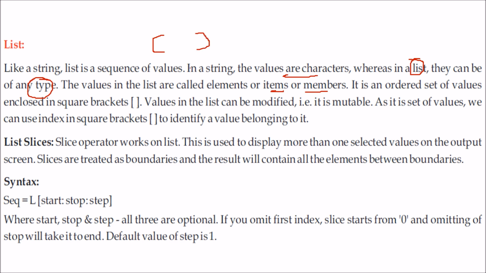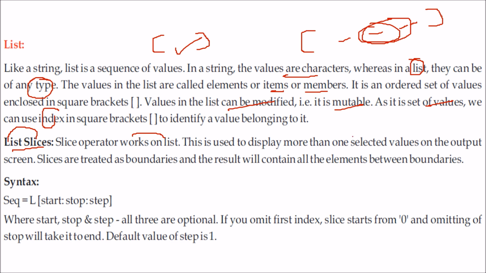The list is mutable, that means you can modify the content of the list. As it is a set of values, we can use the index in the square brackets to identify or get a value belonging to it. Also, you can perform the slicing operation, means the slice operator works on a list. So if you have a big list and you want to take the content in between, or any sub list, for that you can use the slice.